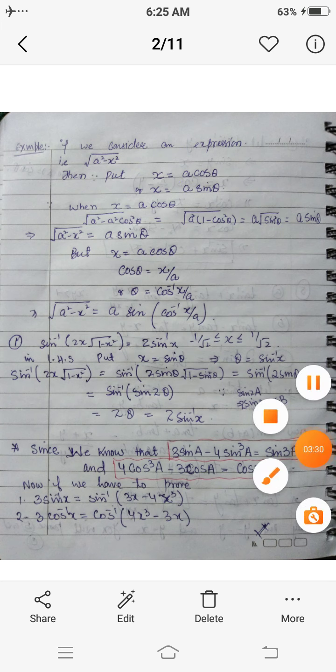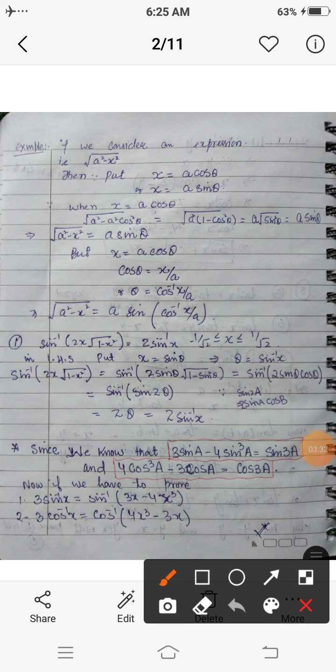this expression root of a square minus x square becomes root of a square minus, in place of x square, a square cos square theta. Now in the square root we have two terms with a square common, so taking it out, it is a square into (1 minus cos square theta). Now 1 minus cos square theta is sin square theta, and the root of a square sin square theta is simply a sin theta, which implies that this expression, root of a square minus x square, on putting x equals a cos theta, becomes a sin theta.